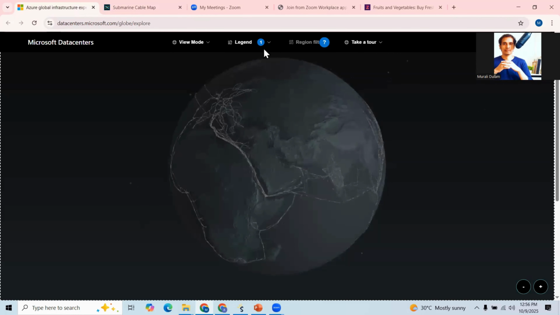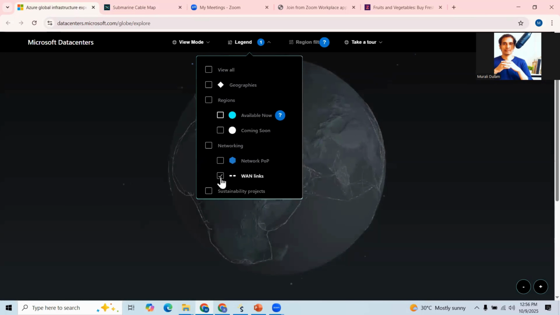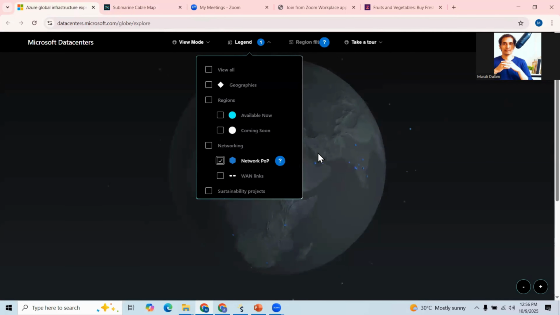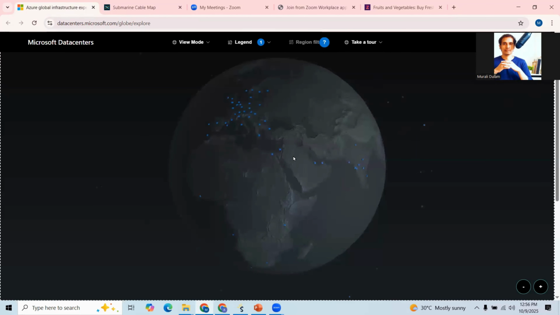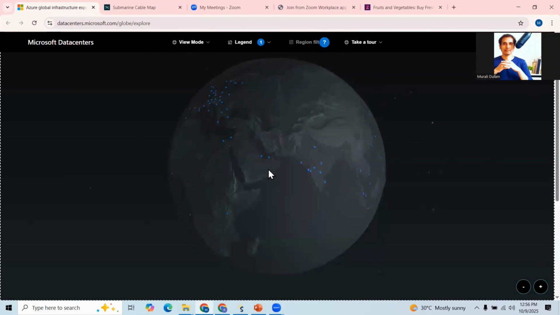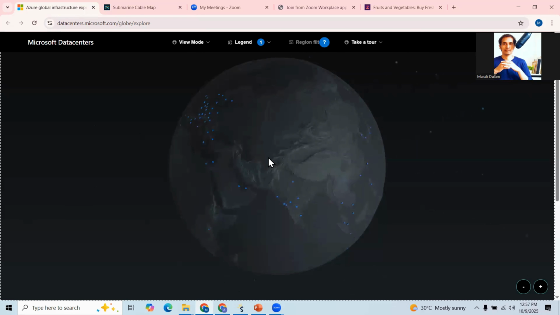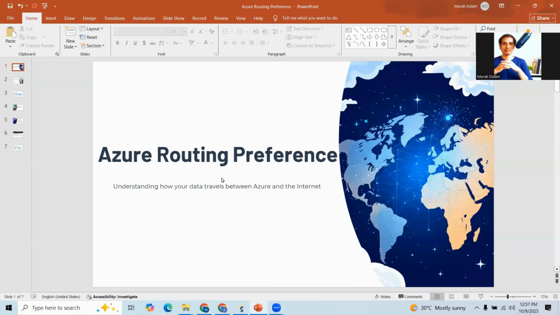One more point, let us see point of presence. Network points of presence can be used to reduce latency, for example while using Front Door. You can also see edge locations, which are different locations across the globe, in addition to regions. Now, let us go back to our routing preferences.